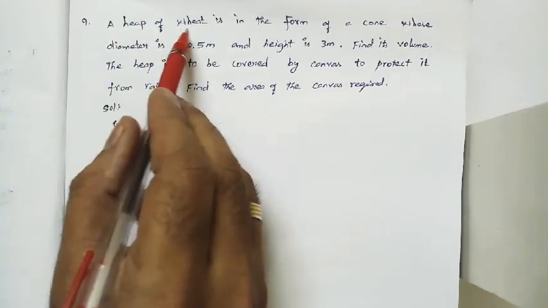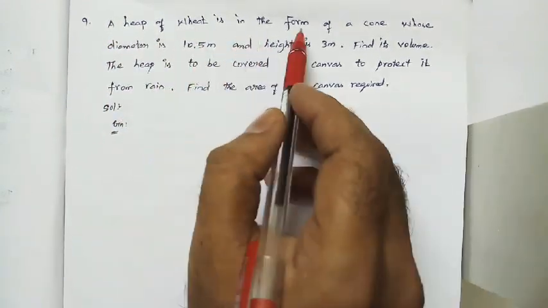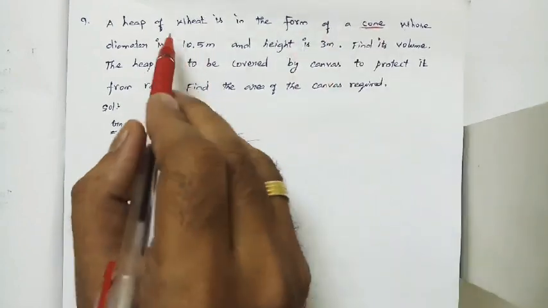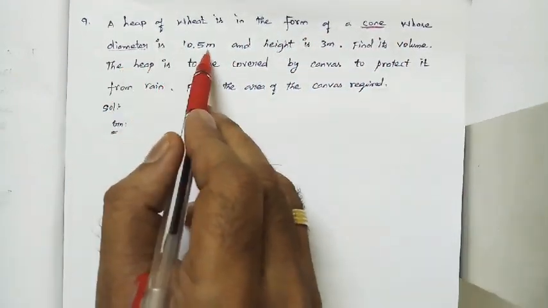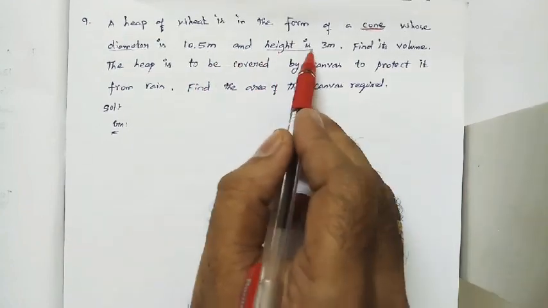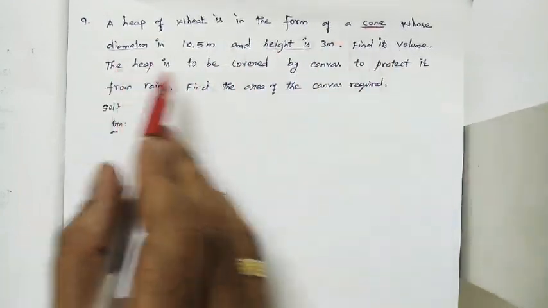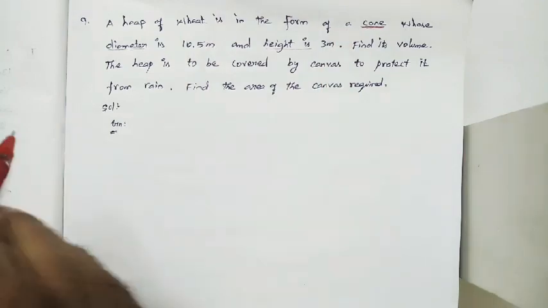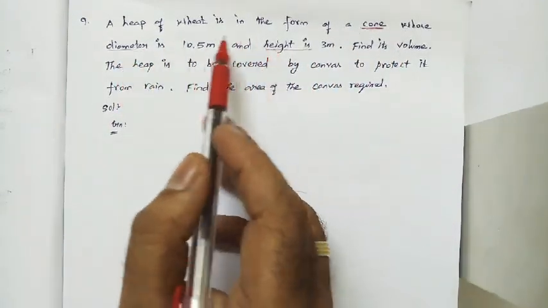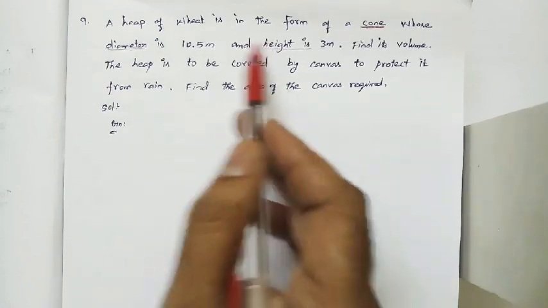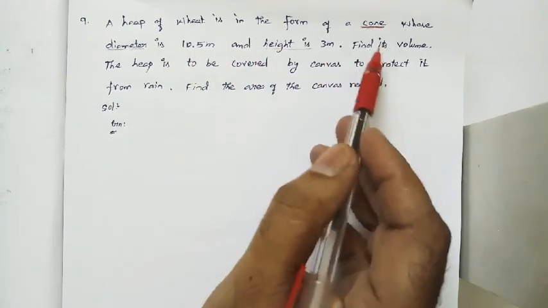A heap of wheat is in the form of a cone whose diameter is 10.5 meter and height is 3 meter. Find its volume. For finding the volume, what things do we need? Radius and height, both we have. So write the formula, substitute the values and simplify, and we'll get the volume.